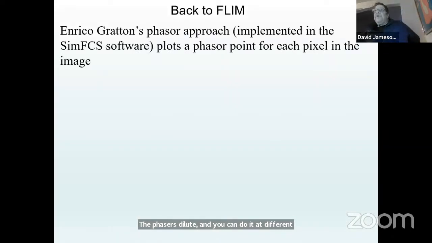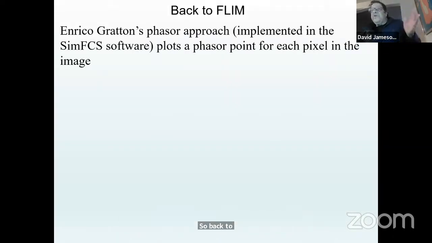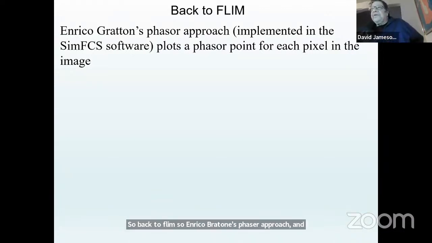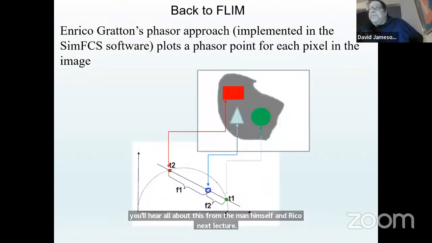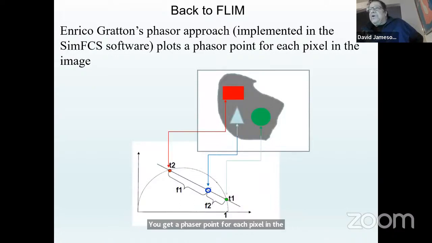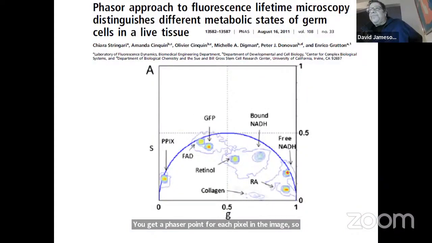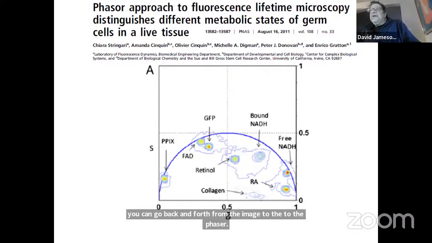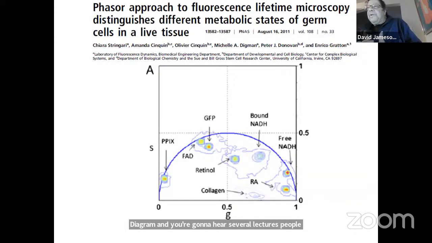So back to FLIM. Enrico Gratton's phasor approach, and you'll hear all about this from the man himself, Enrico, in the next lecture: you get a phasor point for each pixel in the image, so you can go back and forth from the image to the phasor diagram. You're going to hear several lectures, people using lifetime FLIM microscopy and phasor plots to look at metabolic states. Okay, and this was the first paper.